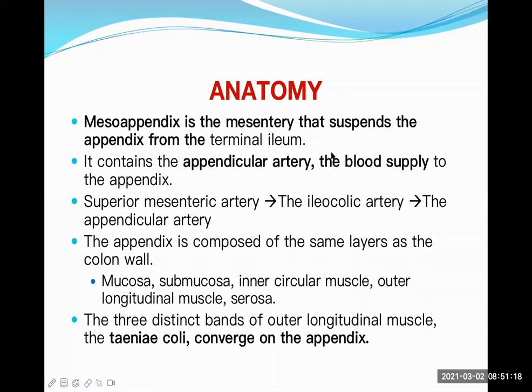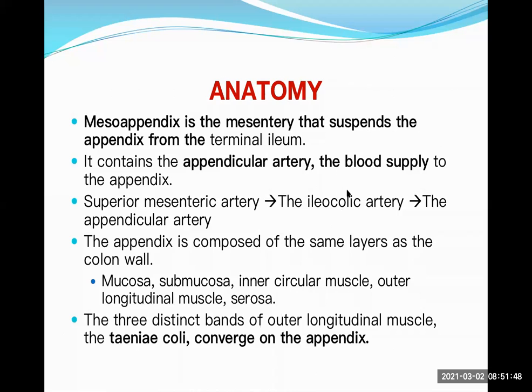Inferior mesenteric artery, sir. Okay. Any other student? Any other? Okay, fine. Now see, listen here. According to the embryological development, the gastrointestinal tract is divided into three parts. That is called foregut, midgut, and hindgut. Very easy. Foregut, midgut, and hindgut.